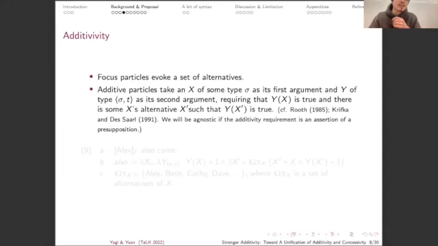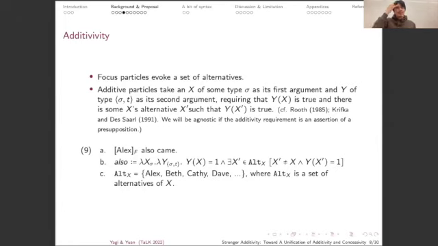So in the case of Alex also came, it's easy, also takes Alex, which is of type E, first as its argument. And it also takes VP, which is of type ET, as its second argument. And then asserts that y of x is true, namely Alex came is true. And there must be some alternative of Alex in the alternative set, such that the alternative is not equivalent to Alex, namely like Beth or Kathy or Dave. And y of x prime is also true. So coming is true of some other alternative. That is the additivity meaning.